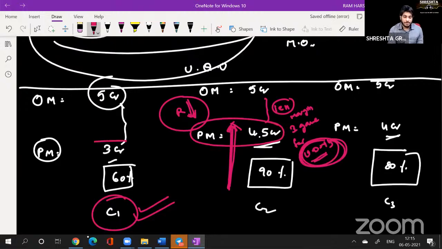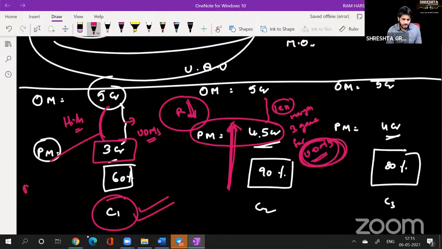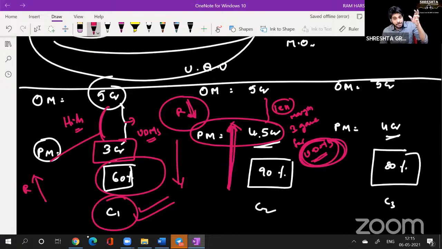Whereas in case of company 1, I kept 3 crores. The margin I gave between overall materiality and performance materiality is very high. In all these cases, this is very high. It means I am giving a high margin for undetected mistakes, which means here I felt risk is very high. And that is the reason why performance materiality is reduced. Since I have high audit risk, I am reducing performance materiality.